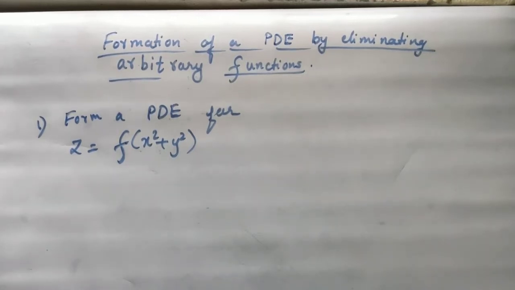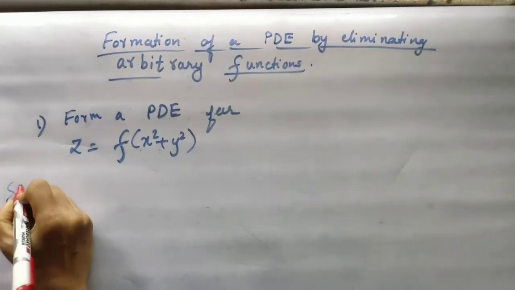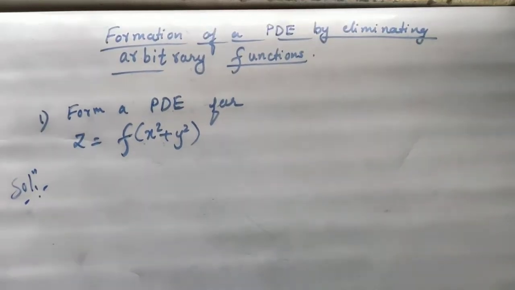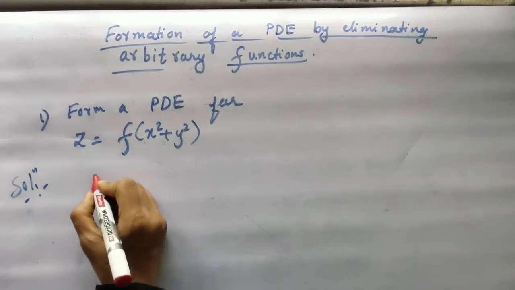So here once again, dou z by dou x is equal to p, dou z by dou y is equal to q. I told you in the beginning only, throughout this module we have to use those notations. So start with the solution. We are given z is equal to f of x square plus y square. So let us differentiate this with respect to x partially and y partially and see how we can eliminate f. It's very simple.